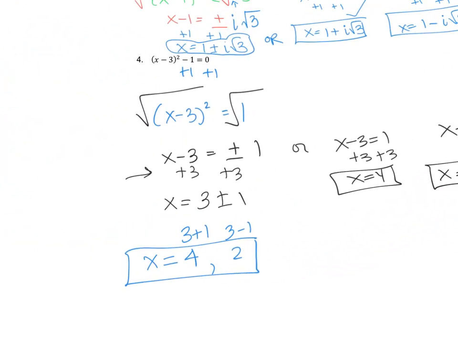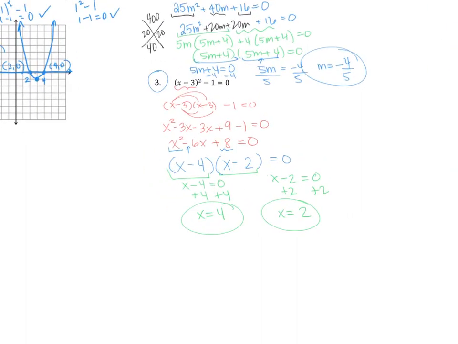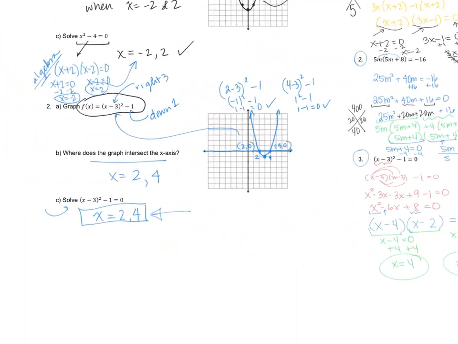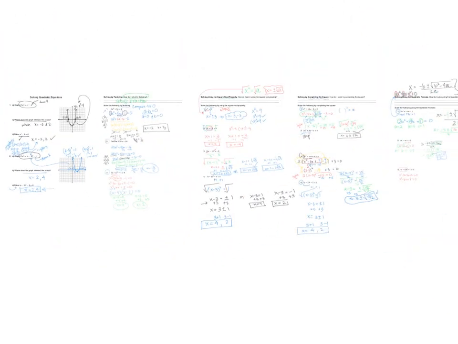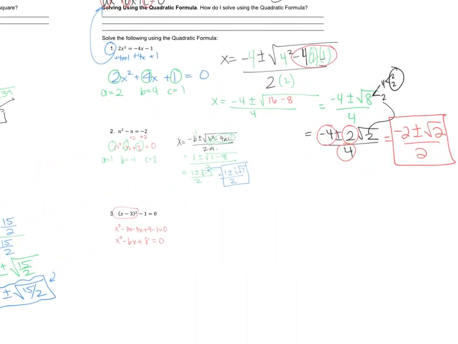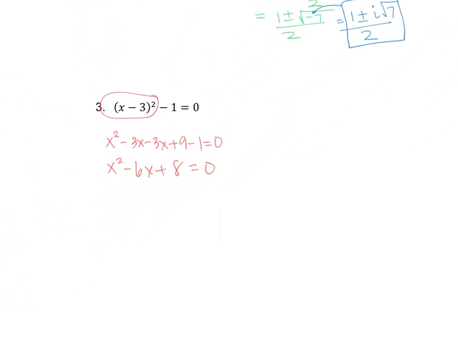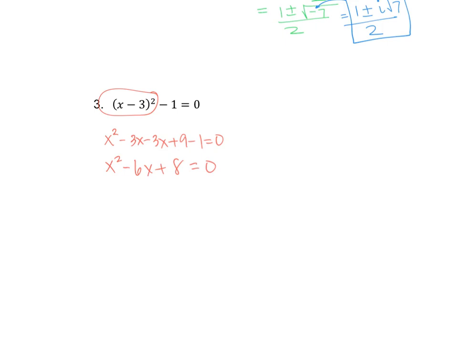Answer again, 2, 4. So we know what the answer is. We're just showing it in the multiple methods. And so looking at this last one here, we want to use the quadratic formula. So again, we need to identify all the coefficients. We got 1, negative 6, 8. So a is 1, b is negative 6, and c is 8.